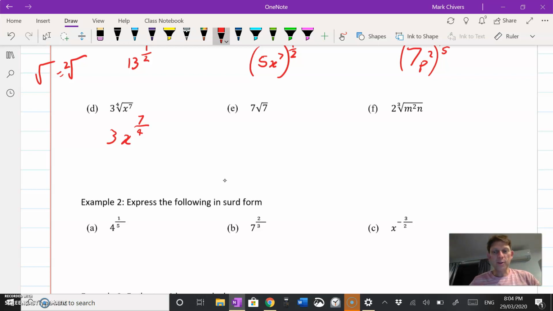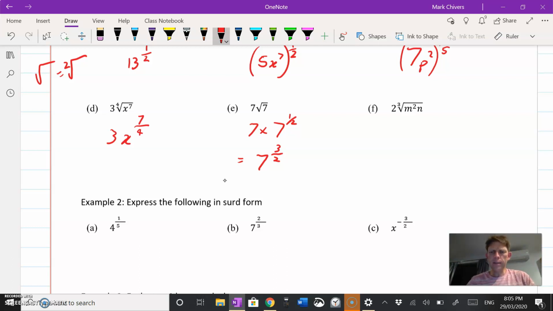The next example is a little bit of an interesting one. We can think of this as really just 7 times 7 to the power of a half, because that's what the square root of 7 is. But of course, using our index laws, we add the indices, so we end up with 7 to the power of 1.5, or we might write that as 3 over 2.